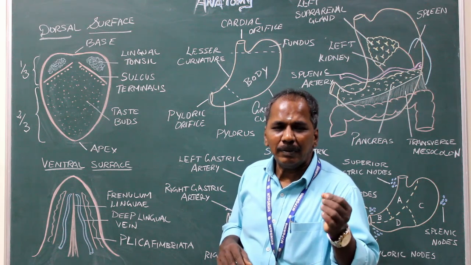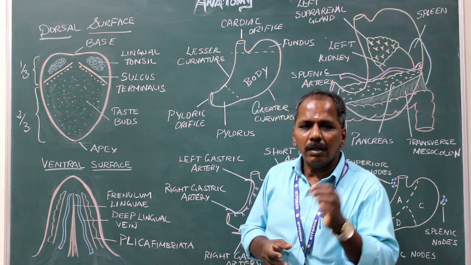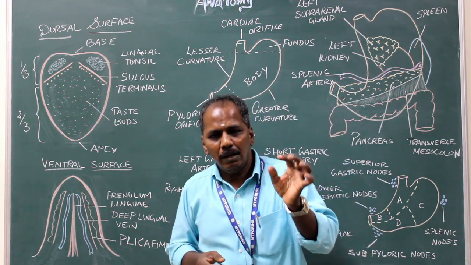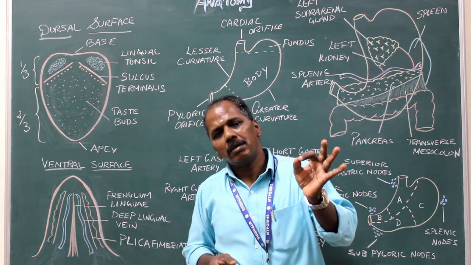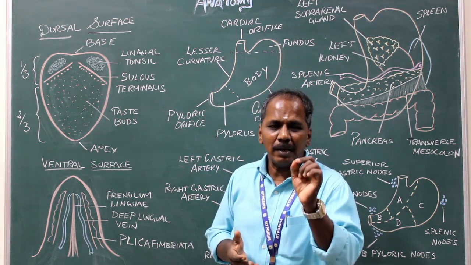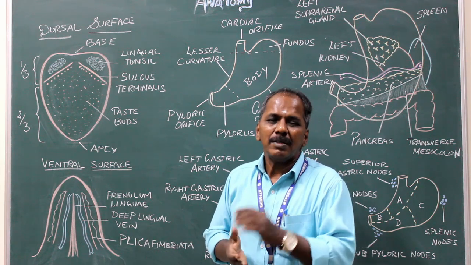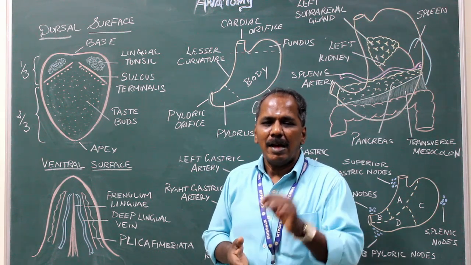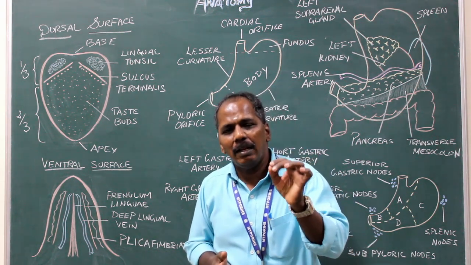Motor, that means supplying the muscles of the tongue. All the muscles of the tongue are supplied by hypoglossal nerve, the 12th cranial nerve, except palatoglossus, which is supplied by accessory nerve, that is the 11th cranial nerve.